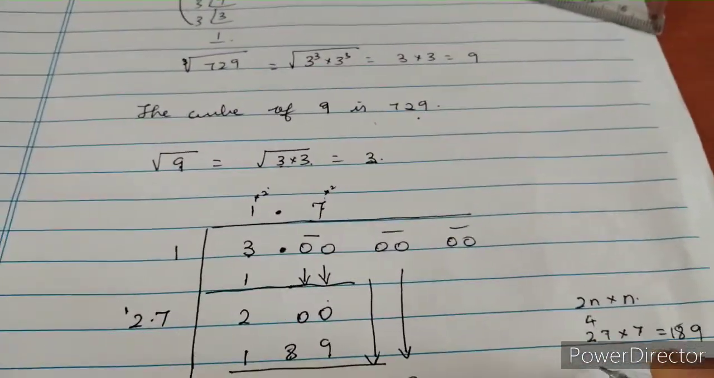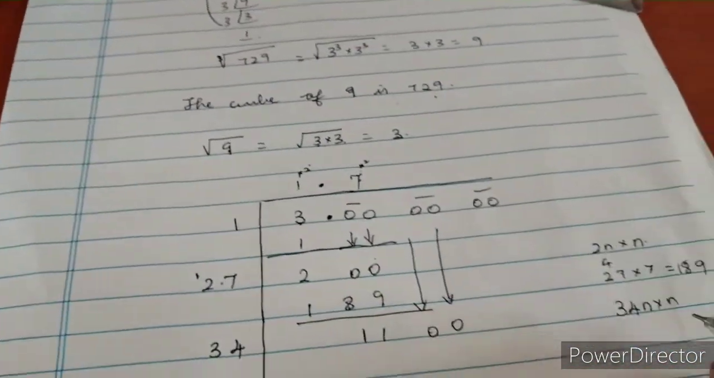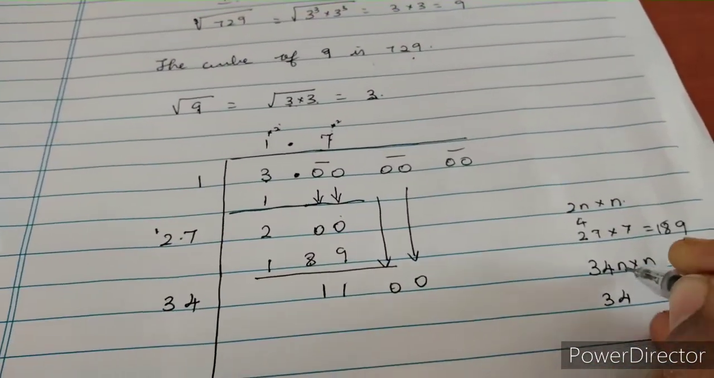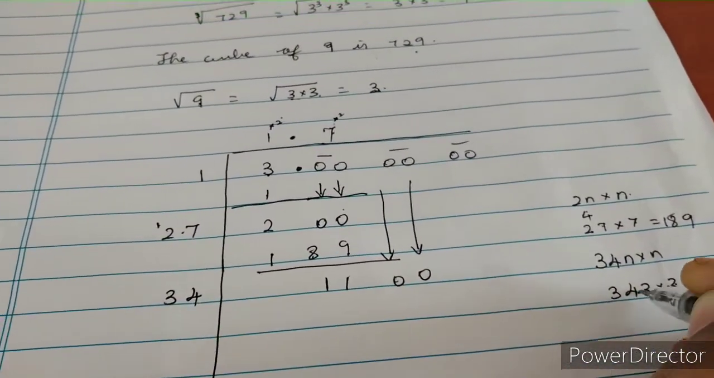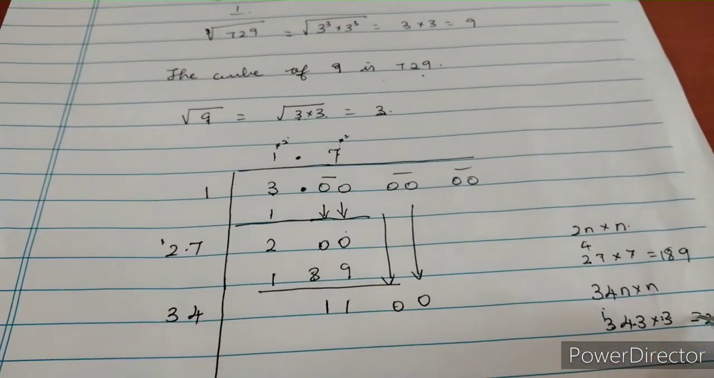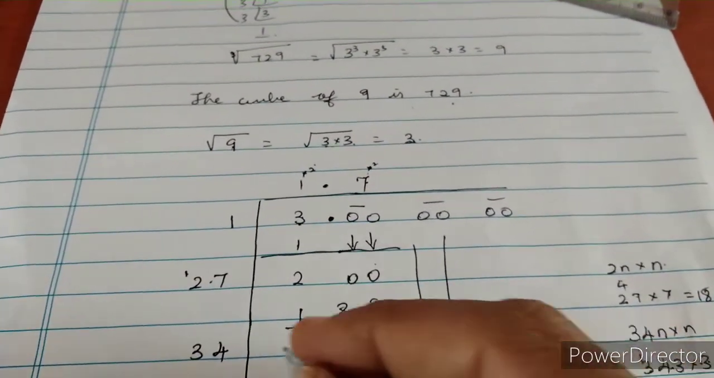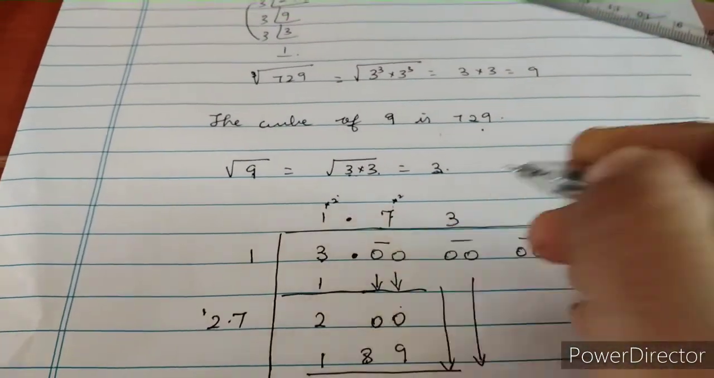34. Now you have to see 34n into n. So if you take 3 in the place of n, 3 into 3. 3 3s are 9. 3 4s are 12. 3 again, 3 3s are 9. 9 plus 1 is 10. That is, here write down 3 and on top 3.